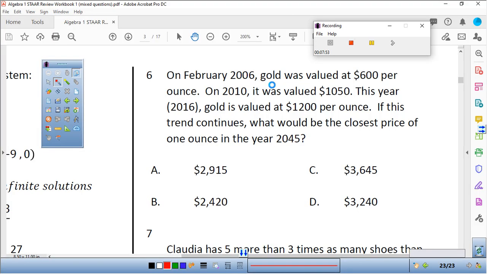Okay, excuse me. Sorry, guys. On February 2006, gold was valued at this much per ounce. On 2000, it was valued at that much. This year, per ounce, if the strength continues, what will be the closest price? 2045.